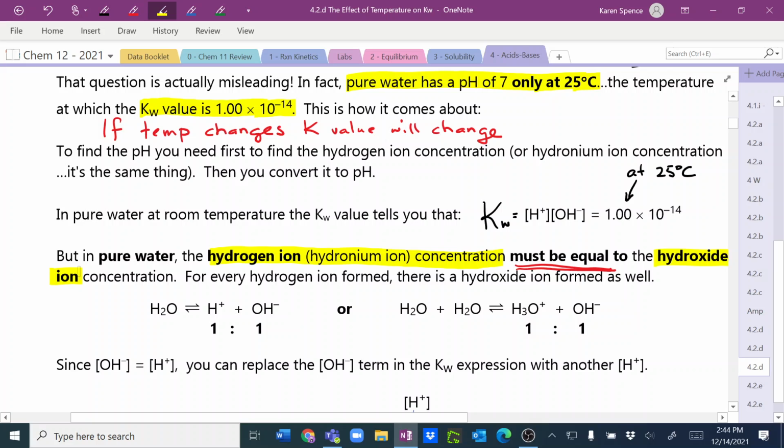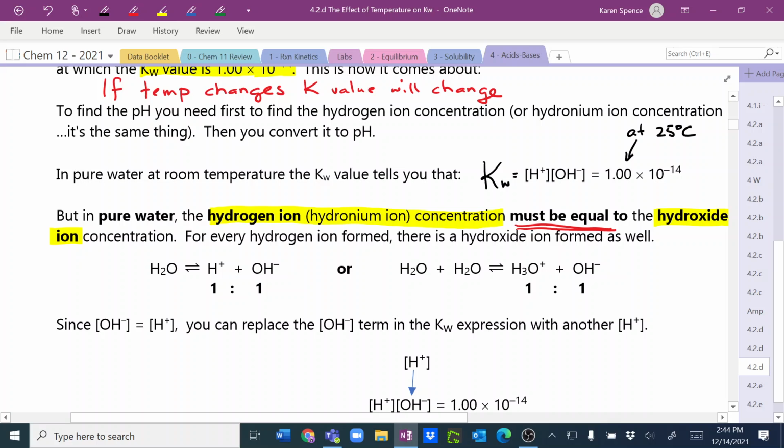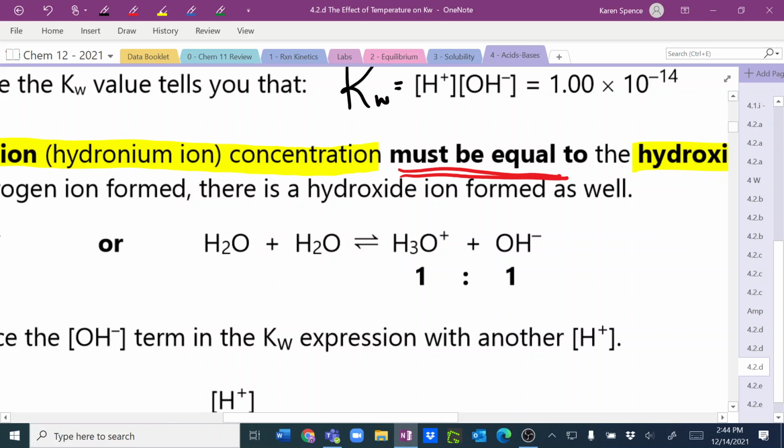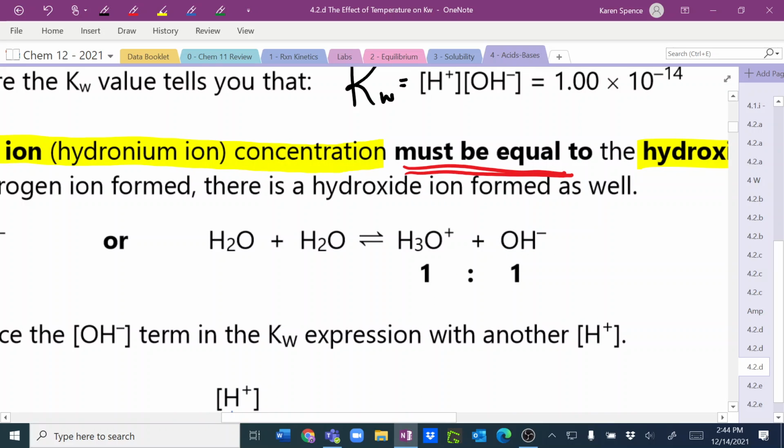Remember that, okay? And if that's true, well, it has to be true, right? Because if I have water and water splits apart into hydrogen and hydroxide, for every 1 hydrogen, you're going to get 1 hydroxide, yes? That's our simplified version of that equation. The more realistic version has a water reacting with a water, and one water gives a hydrogen to the other water. But regardless, we still have that 1-to-1 relationship between hydronium and hydroxide, or hydrogen and hydroxide.